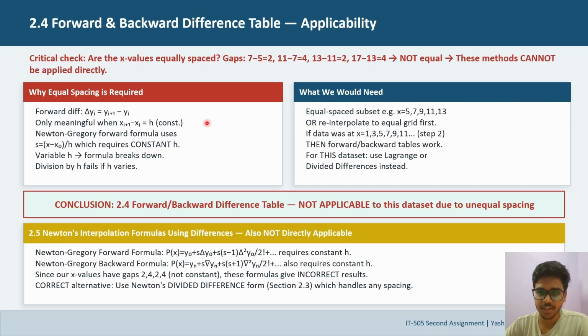This is a critical observation that the question requires us to address. Forward and backward difference tables require the x values to be equally spaced, with a constant step h. Our data has gaps of 2, 4, 2, 4. These are not equal. Therefore, the forward and backward difference tables cannot be meaningfully applied to this dataset. So my conclusion for these two subsections is that they are not applicable to the dataset due to unequal spacing of x values, and the correct alternative is the divided difference method and Lagrange method, which handle any spacing.